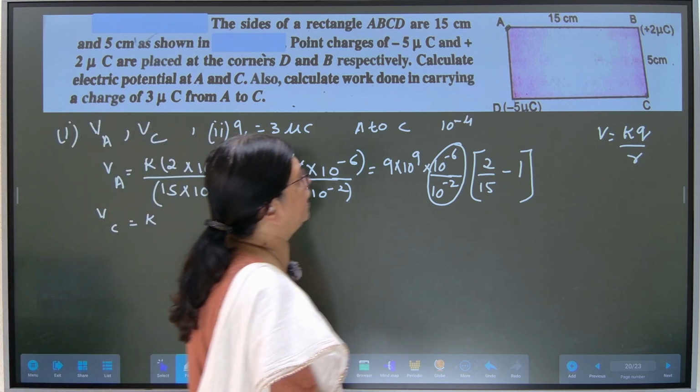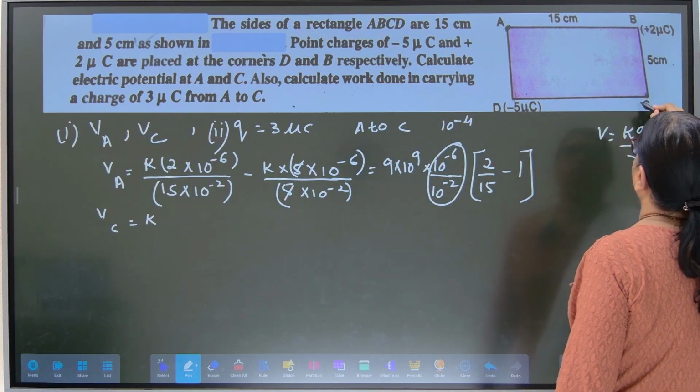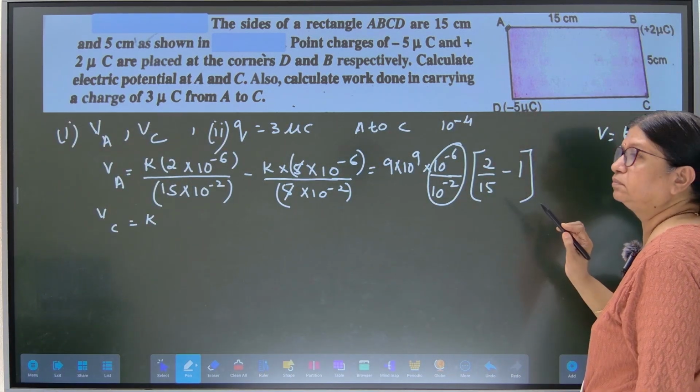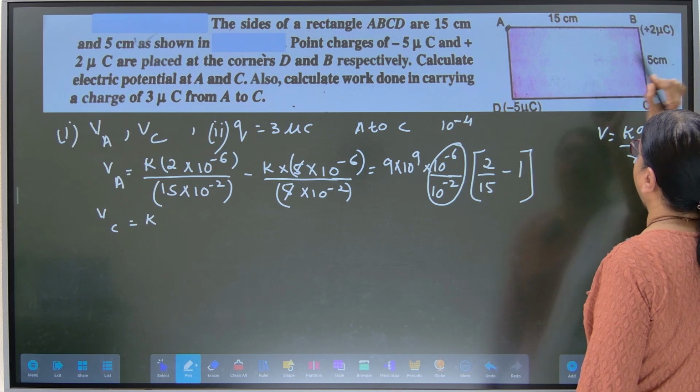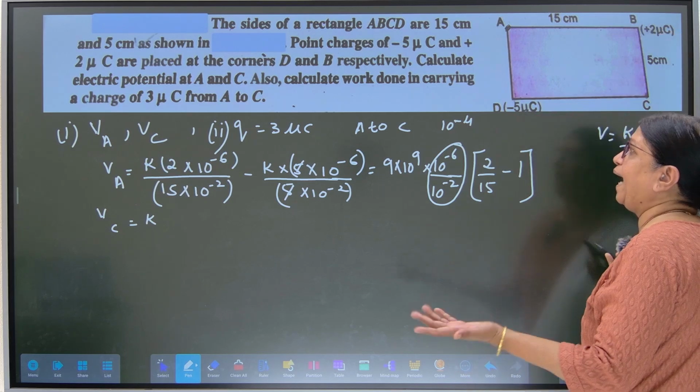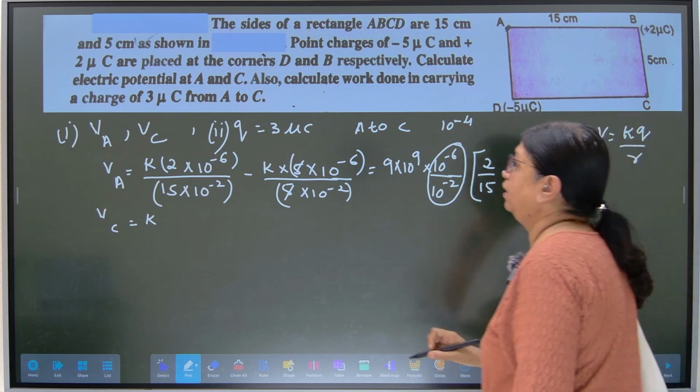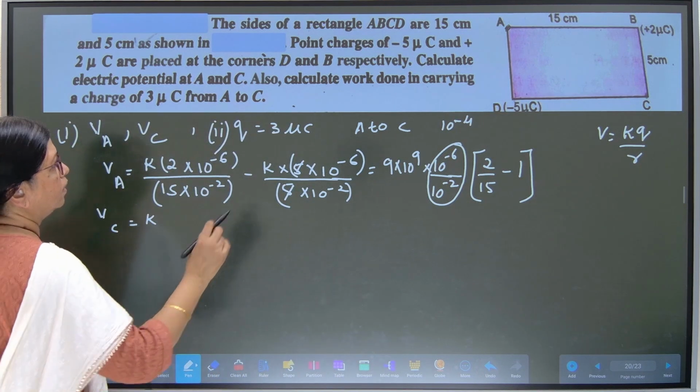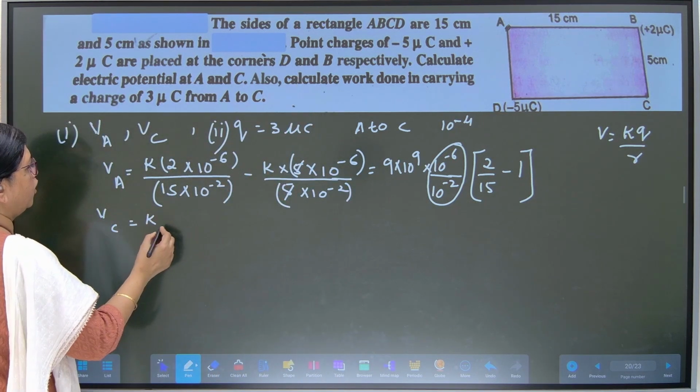For VC what should I do? This part and this part, potential due to B and potential due to D, add them algebraically. Fine. Okay, first let me do for B.